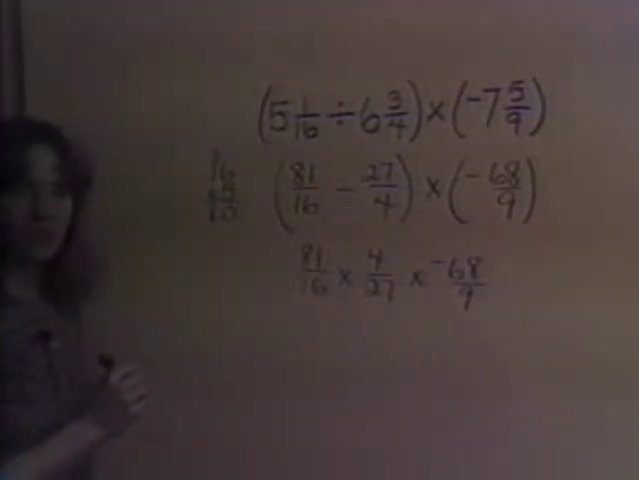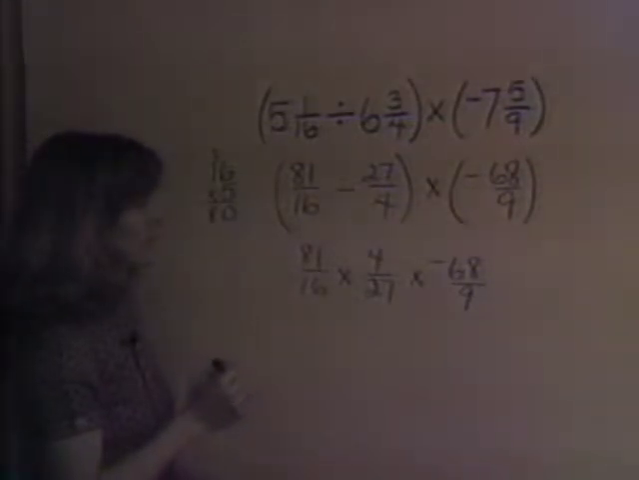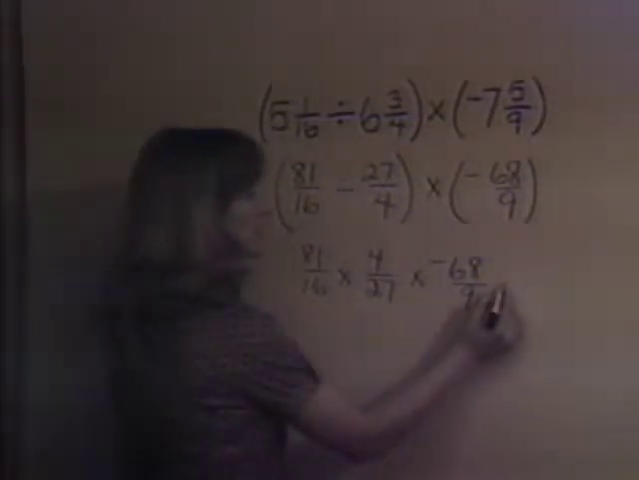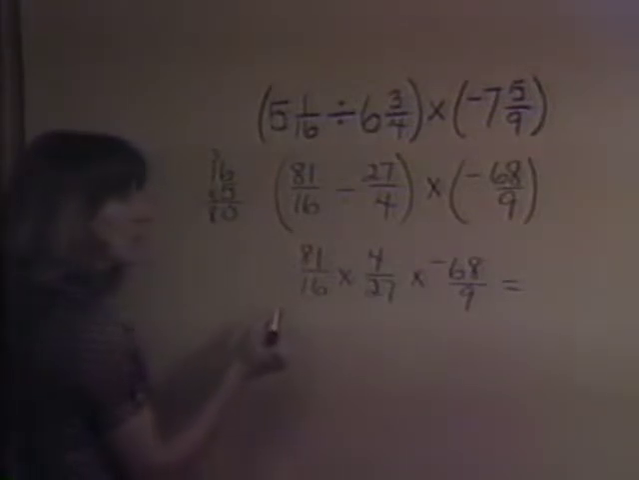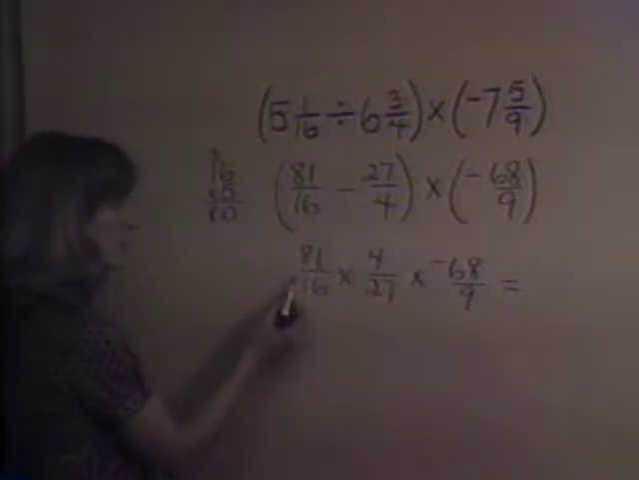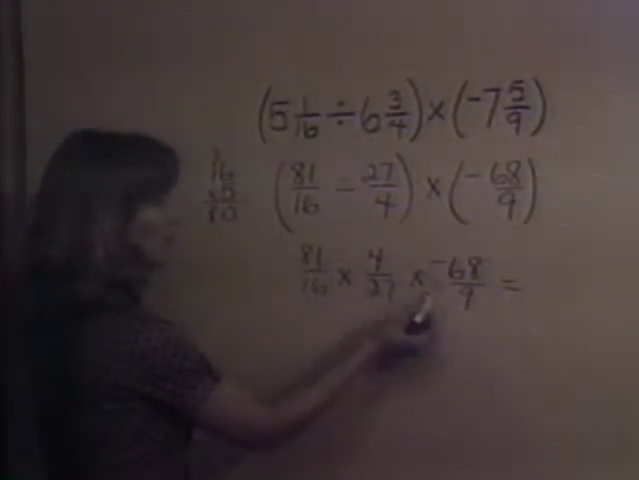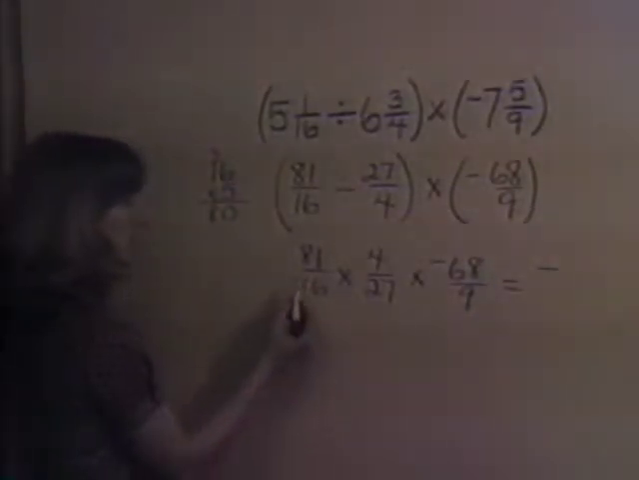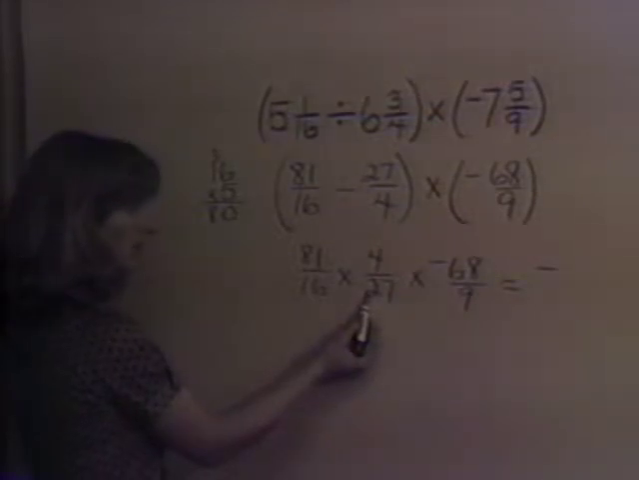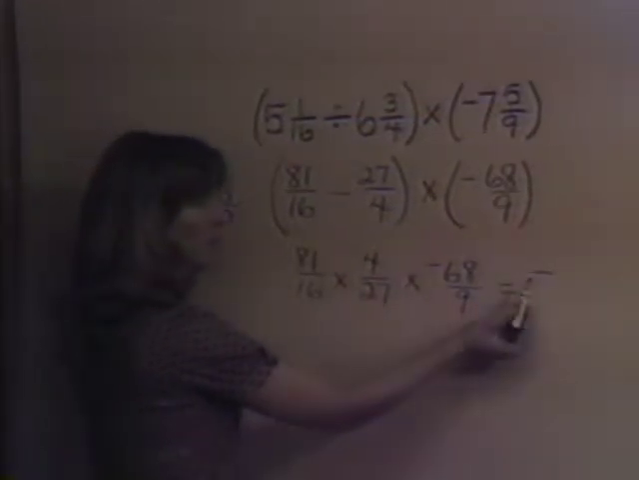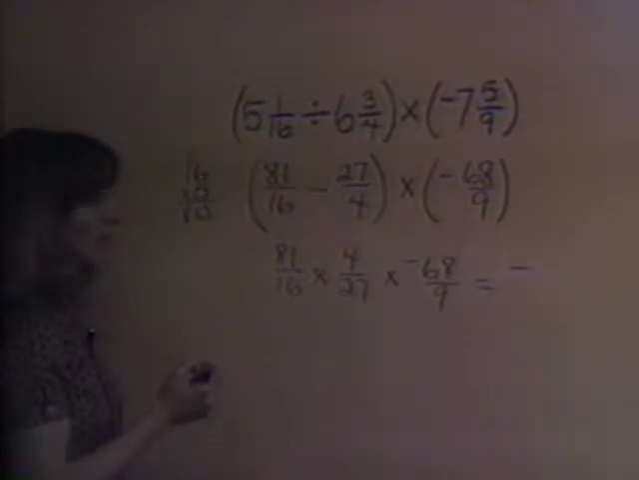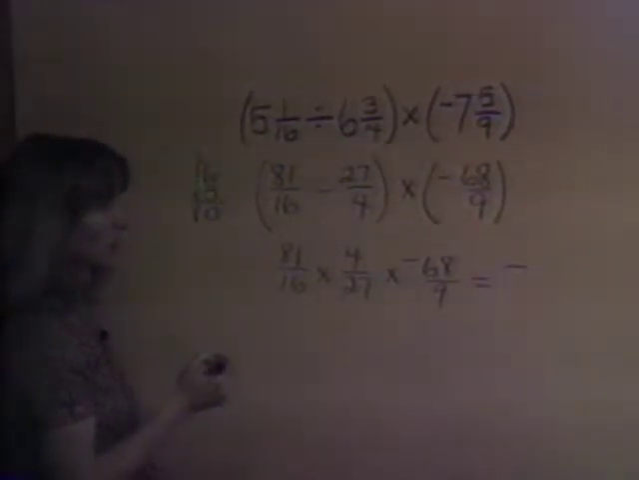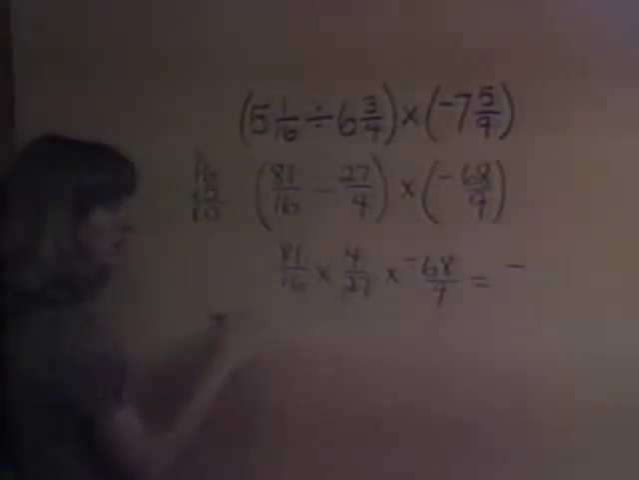Now I'm going to do as much simplifying as I possibly can, but before I do that, I want to check and see what my answer would be, if it would be positive or negative. The first number is positive, the second number is positive, and the last one's negative. So my answer would be negative. You could think of it this way: a positive times a positive is positive. A positive times a negative number gives us a negative answer. Now that I've decided what sign my answer will be, I'm going to go ahead and simplify these fractions.